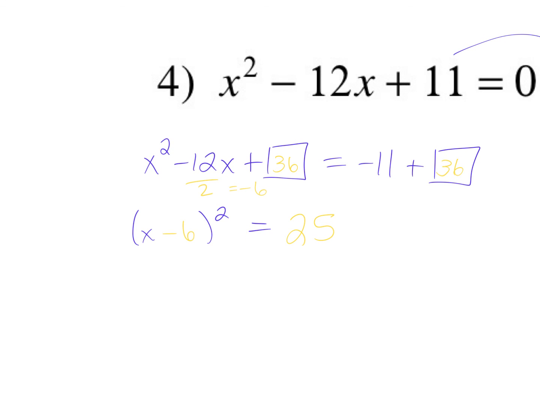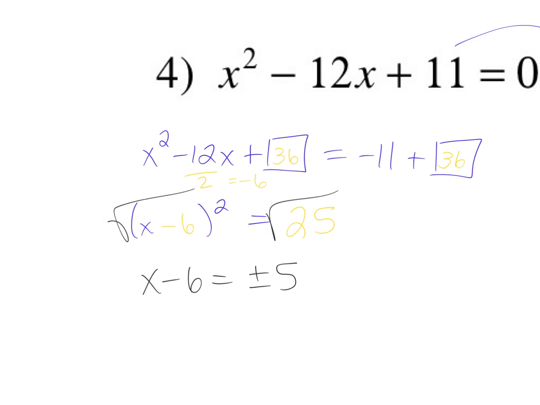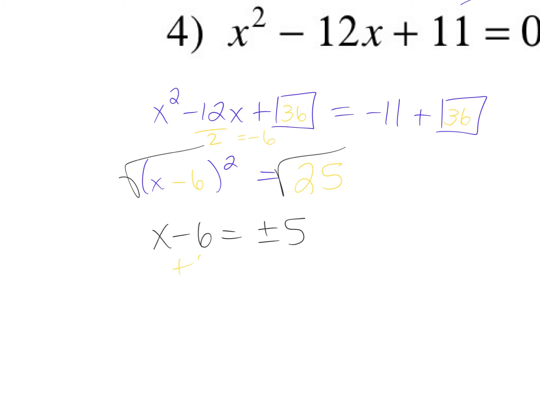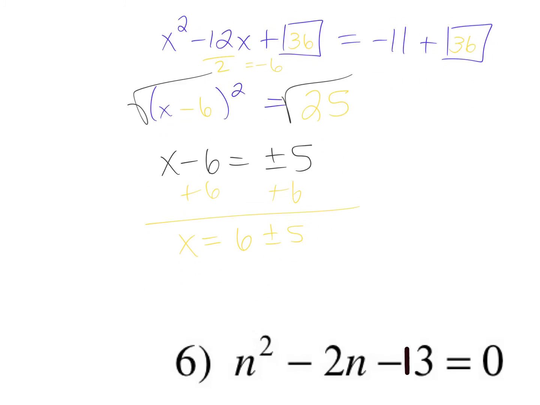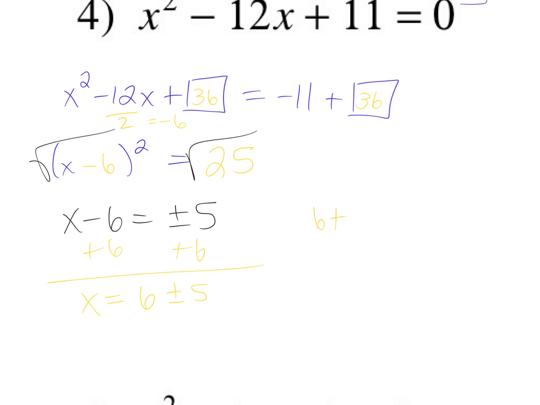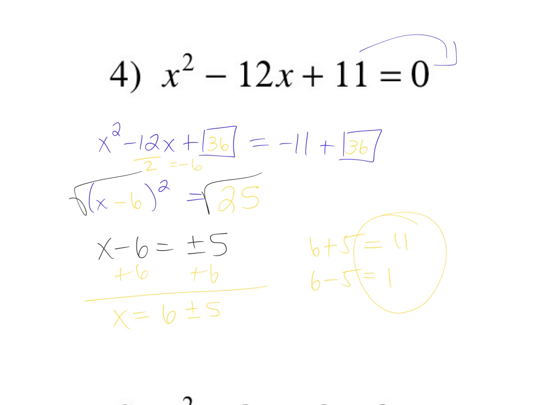Two things you have to do are take the square root and move the 6 over. So I'm going to take the square root of both sides. X minus 6 equals what? Plus or minus 5. Good. And then the last thing we're going to do is add 6. So this is x equals 6 plus or minus 5, which is really saying 6 plus 5 and 6 minus 5. What's 6 plus 5? 11. And what's 6 minus 5? 1. There you go. Does that make sense?